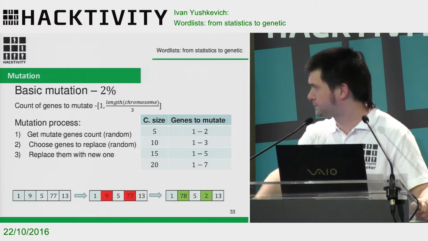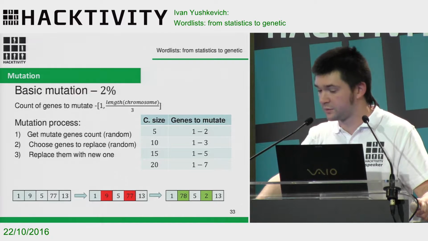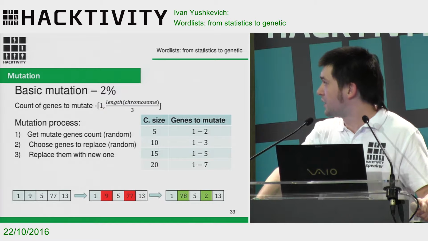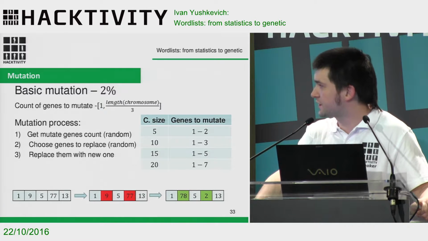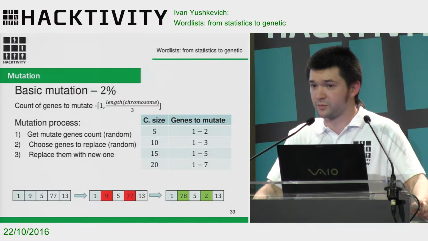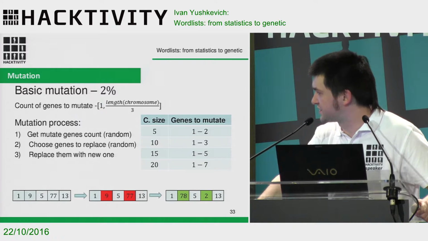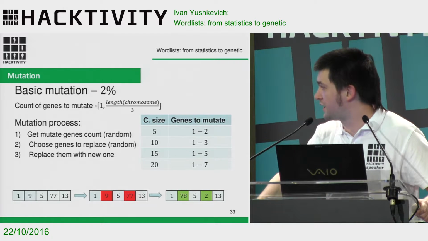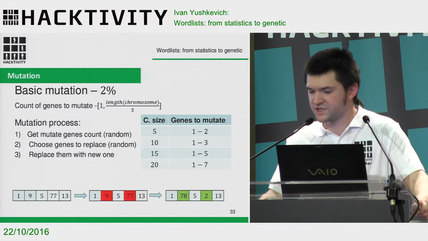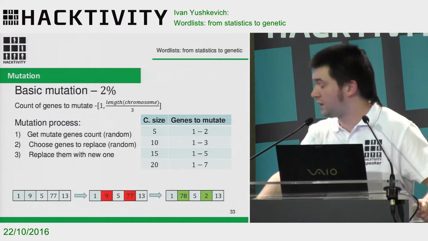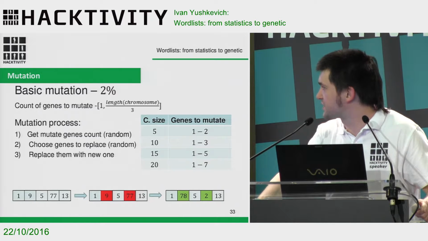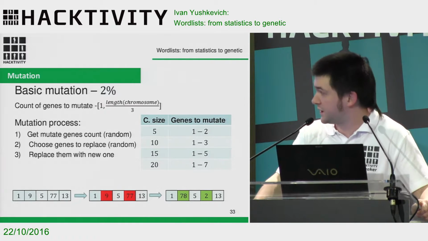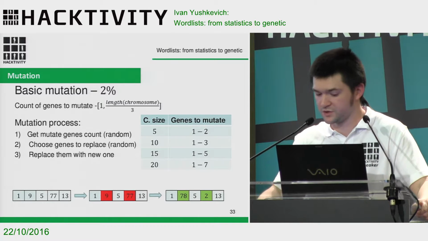So, mutation. Each child can mutate with a probability of 2%. So how does it look? Firstly, we select a child and randomly select a few genes to replace. On this slide genes 9 and 77 are replaced with 78 and 2. Mutation is also based on the chromosome length. So for chromosome length 5, the genes to mutate are 1 or 2, and for a 20-sized chromosome it is 1 to 7.